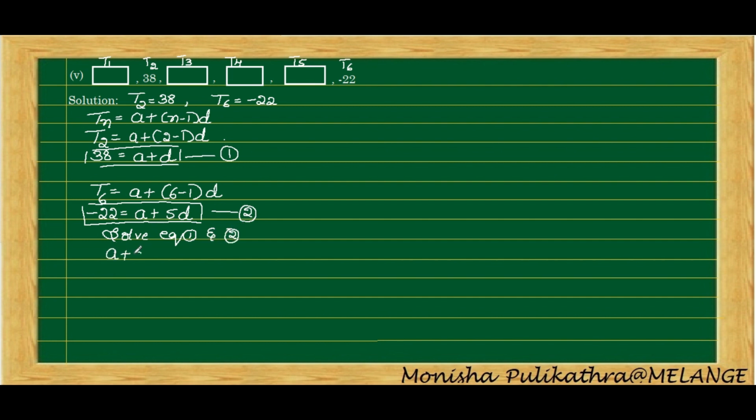So I will write A plus D this side. So A plus D is equal to 38 and A plus 5D is equal to minus 22. So here first we need to interchange the sign. If there is positive sign, we need to change it to negative. So positive to negative. Here it is minus 22, so we need to change it as positive sign, plus.